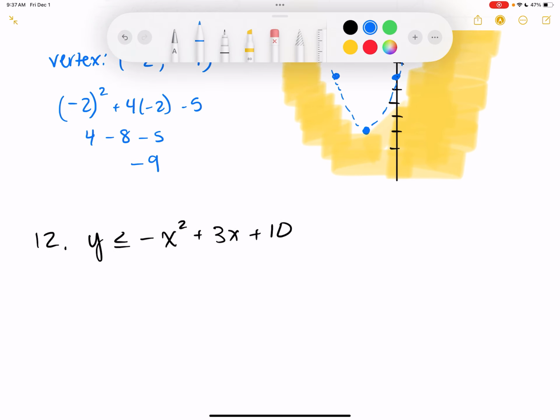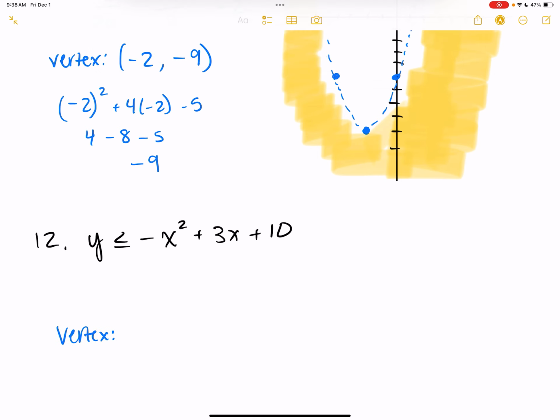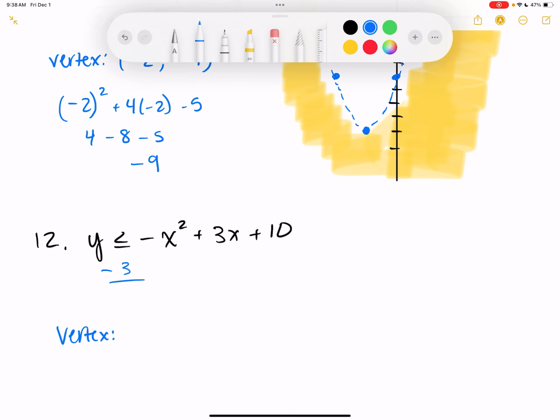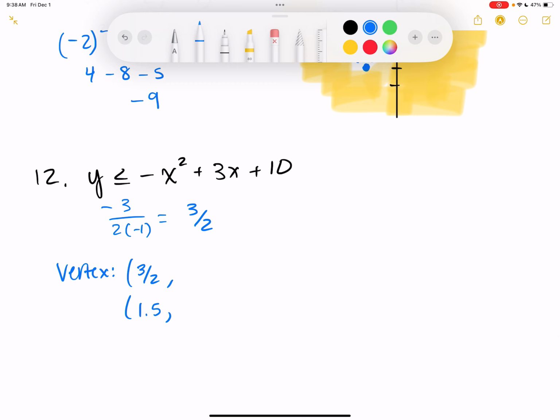So working on my vertex, I've got minus b, so negative 3 over 2 times negative 1. So that's going to be 3 halves. Love that. Might want to think about this as 1.5 instead. Might make it a little easier. And then I need to find the other value. So I would have negative 3 halves squared. And remember, the negative's outside, so it's not getting squared. Plus 3 times 3 halves plus 10.